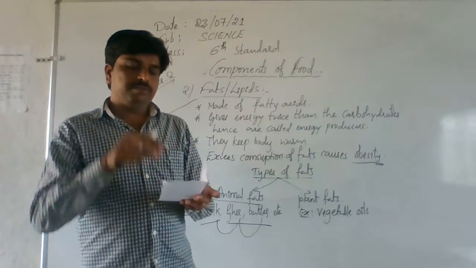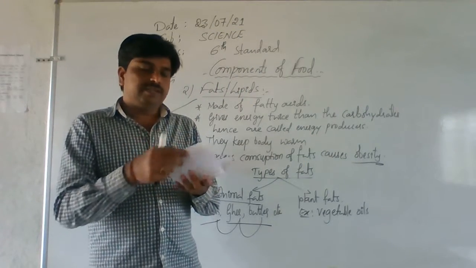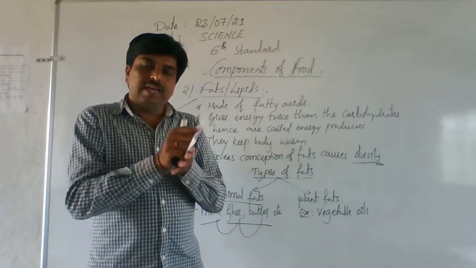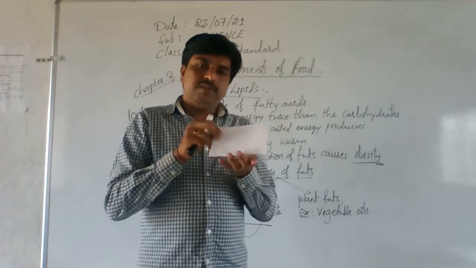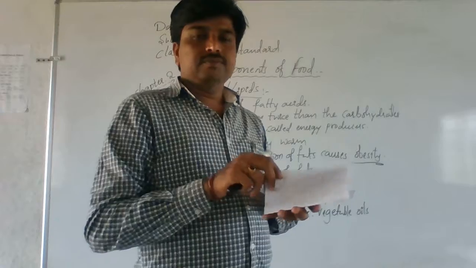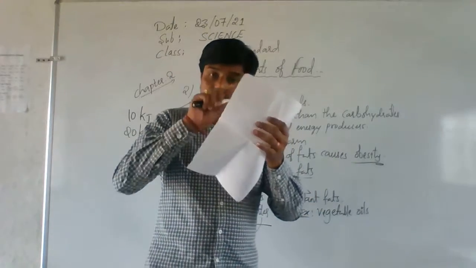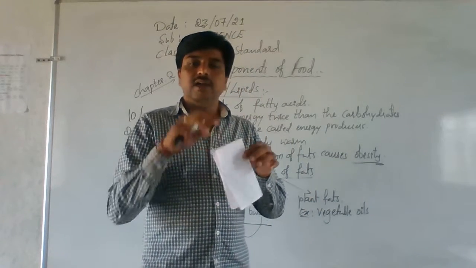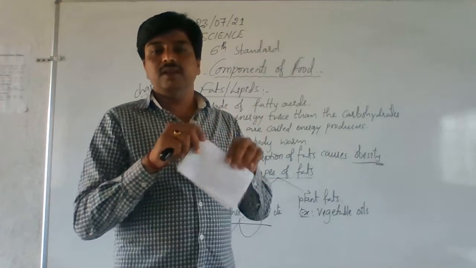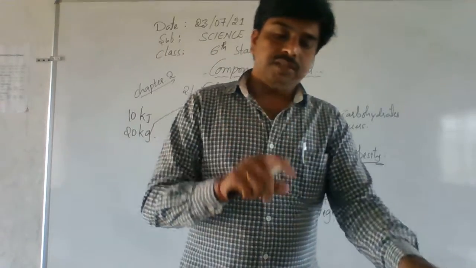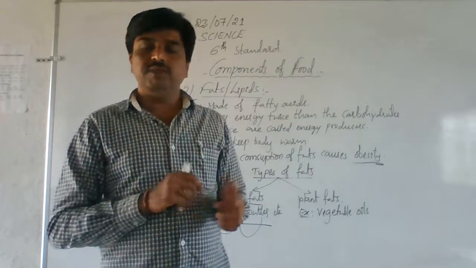Take a food sample, put it on a piece of paper and just rub it. If the paper becomes oily and translucent, this oiliness or translucency of the paper indicates what? The presence of fats or oils in your food.